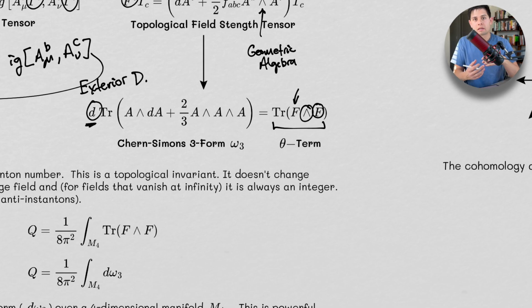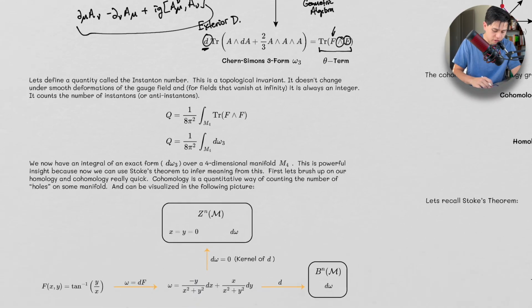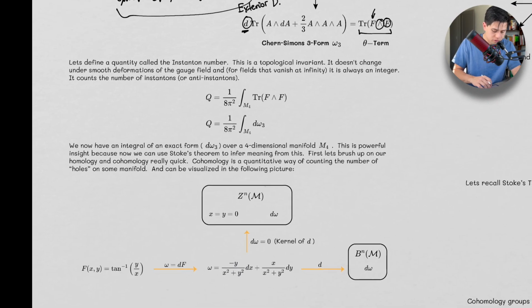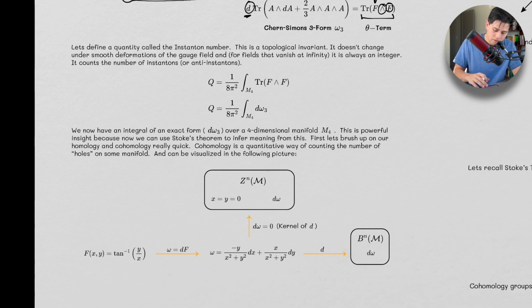Now this is going to be interesting because we're going to invoke Stokes' theorem here to notice something about the nature of this theta term, what it actually means, what it actually entails. So let's continue with the derivation here. Let's define a quantity called the instanton number, however you pronounce it.